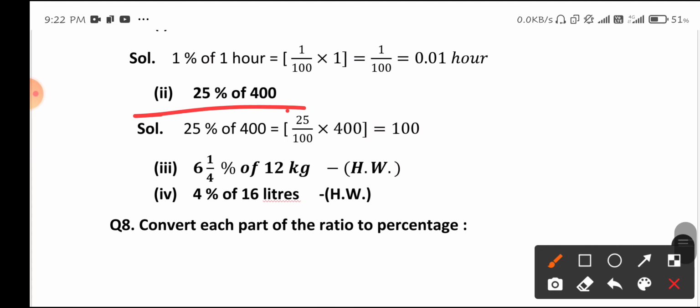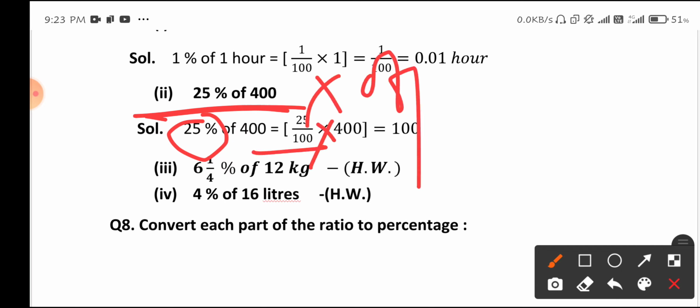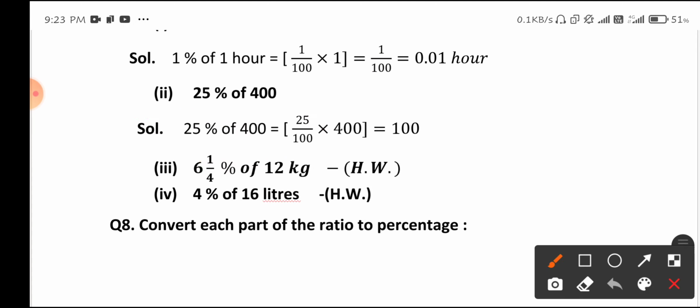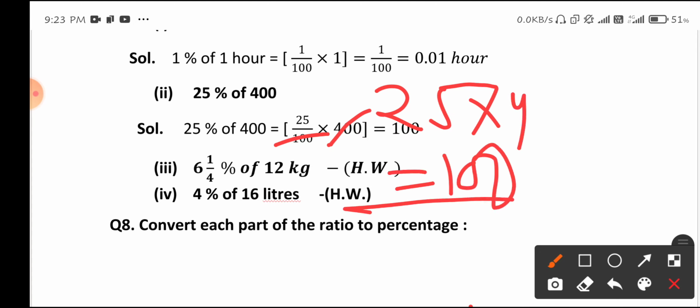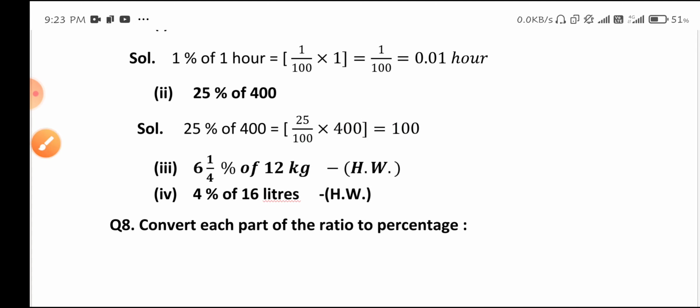Then 25% of 400, meaning we have to find 25 percent of 400. So 25% can be written as 25 upon 100. Of means multiplication, so multiply by 400. Now you can cancel out 2 zeros by 2 zeros. So 25 into 4, which is equal to 100. I have given some of the questions from each, so you have to solve by that method only.